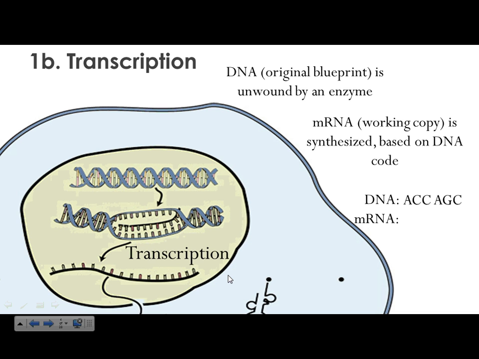DNA, if we have ACC, AGC, that's going to become an mRNA, UGG, UCG. So big thing to remember is that in RNA, there is no thymine, there is no T. Instead of T, we have uracil.